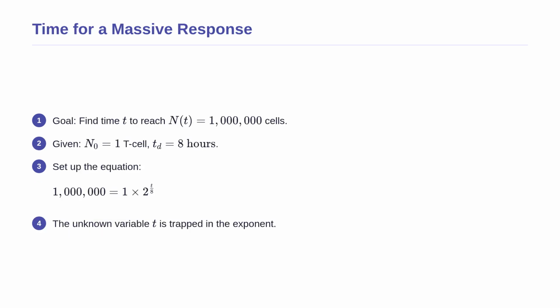Now that we have calculated population size, this brings us to a more complex clinical question. In a severe infection, doctors need to know how long it will take to generate a massive response, say 1 million T cells. If the doubling time is 8 hours, how many days will this take? We start by setting our target population to 1 million, our initial count to 1, and our doubling time to 8. This sets up an equation where our unknown variable, time, is trapped up in the exponent. To solve this, we will need to use some algebraic rules to bring that variable down to a solvable position.